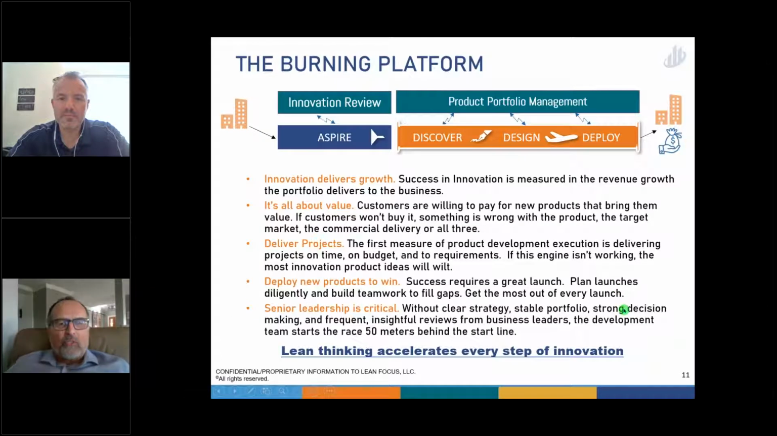And let's talk a minute about what is the problem that we're trying to address? What's the burning platform? So we're here to really talk about the full, we call it value stream of innovation. The beginning of the value stream is finding that unmet need that's valuable to customers that you're able to serve.